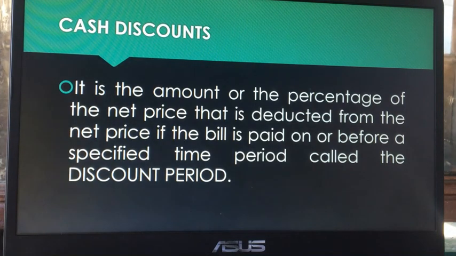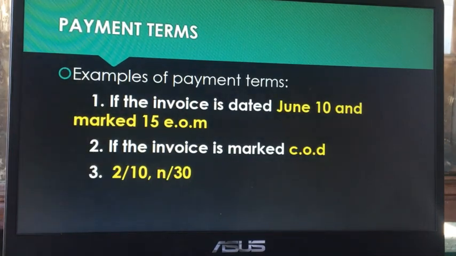Okay, so that is the other terminology. Second, lastly, the payment terms. In this video, we are going to learn what the payment terms used in the business industries are, particularly in your field. These are the payment terms that are usually written on the invoices.